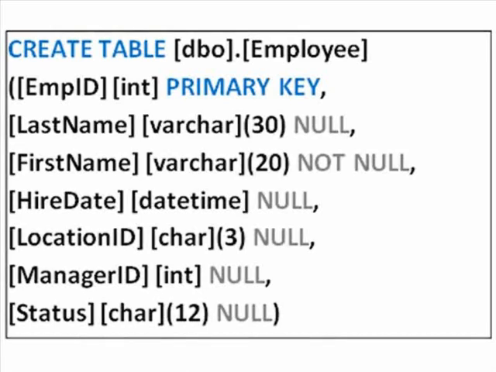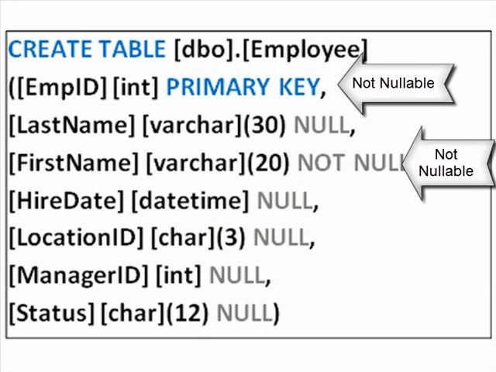We were able to insert a null for the last name because the design of this table allows nulls in the last name field. If we would have tried to have inserted a null in the first name, we would have gotten an error message because we can see from this design that first name does not allow nulls. Hire date can be null, location ID can be null. As a matter of fact, all fields can be null, except for the employee ID because it's a primary key, and the first name because it's tagged as not null.